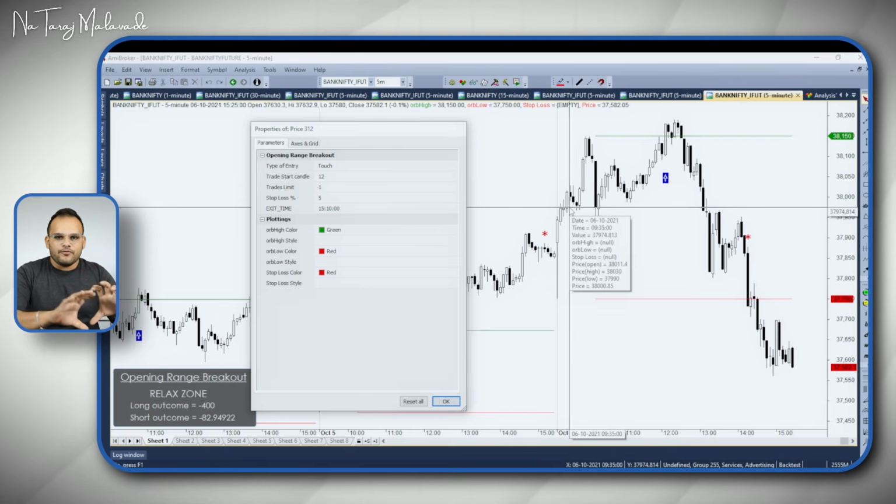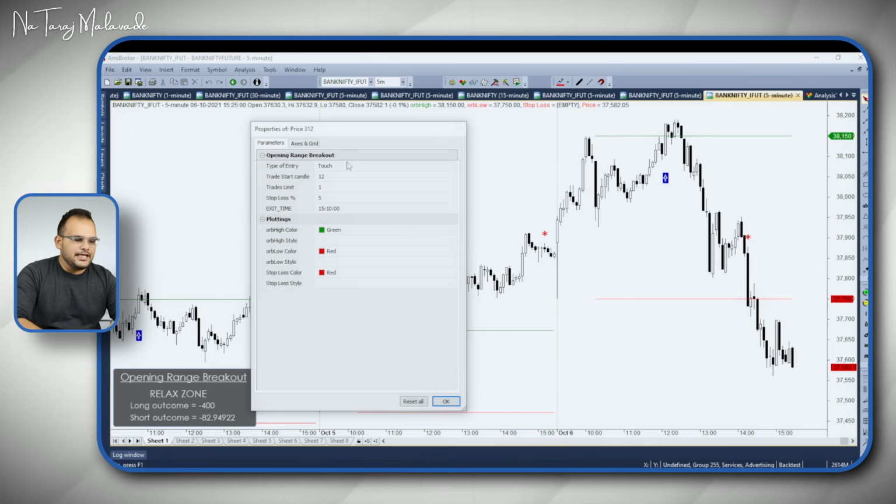So 12 means the first 1 hour of the candle, provided that we are plotting it in 5 minutes. So this is completely variable data. Based on that, you can plot the opening range with respect to your comfortability. And the second thing is the limitation of the trade.